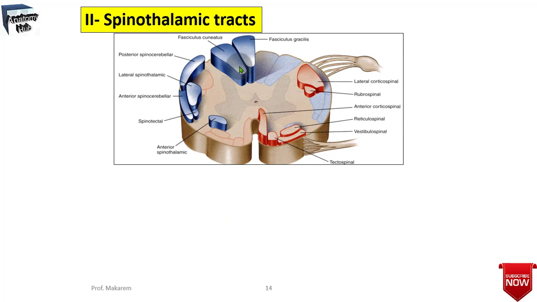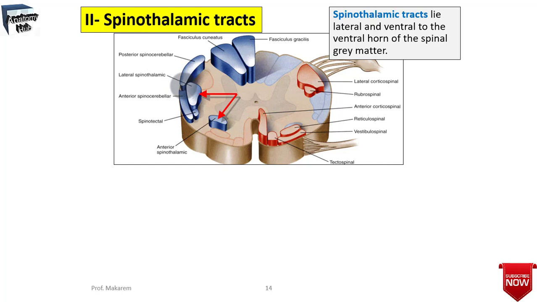Now here we will study the spinothalamic tract that you can observe over here. So the spinothalamic tracts carry the pain, temperature, non-discriminative touch and the pressure information to the thalamus, and the fibers forming the spinothalamic tracts are different from the fibers of the dorsal white column tracts, because the cell bodies of origin are present in the spinal gray matter over here, and the fibers cross within the gray matter before ascending towards the thalamus.